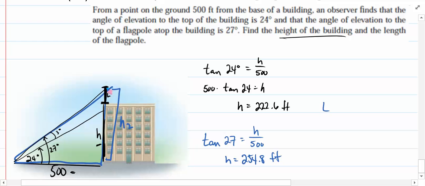So L, the length of our flagpole, let's put this in a different color. L was equal to 254.8 minus 222.6, and we have a total height of 32.2 feet.